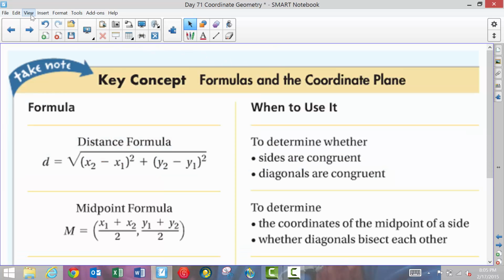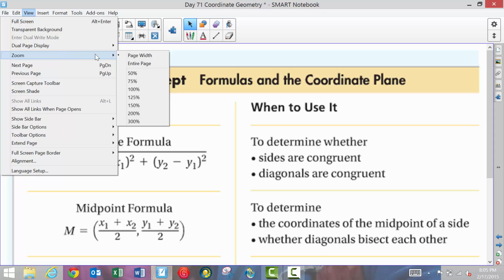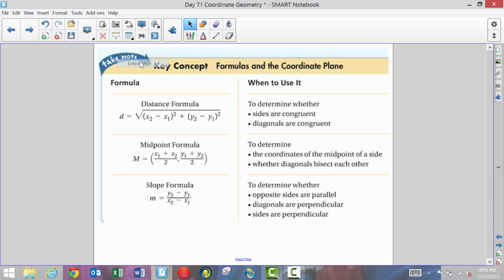So you have a couple formulas you have to use in order to prove something in the coordinate plane is either a quadrilateral, kite, trapezoid, rhombus, rectangle, square, or parallelogram. So you're going to use the distance formula if you want to show me sides are congruent or diagonals are congruent. You're going to use the midpoint formula to determine the coordinates of the midpoint of a side. You can also use the midpoint to tell me if the diagonals bisect each other. So if the diagonals bisect each other, they're going to have the same midpoint for each diagonal.